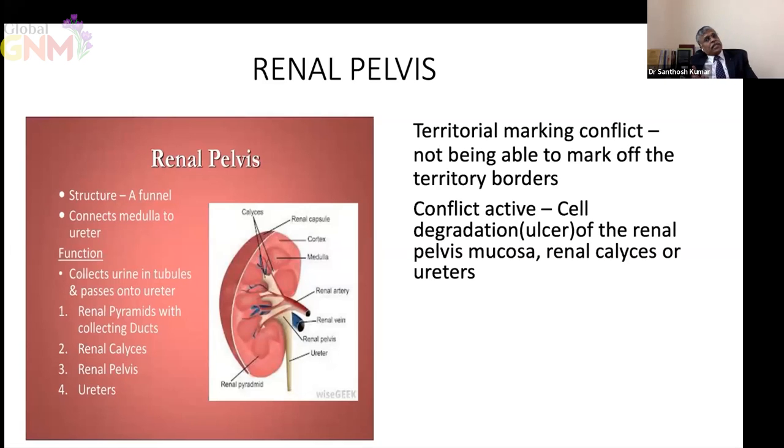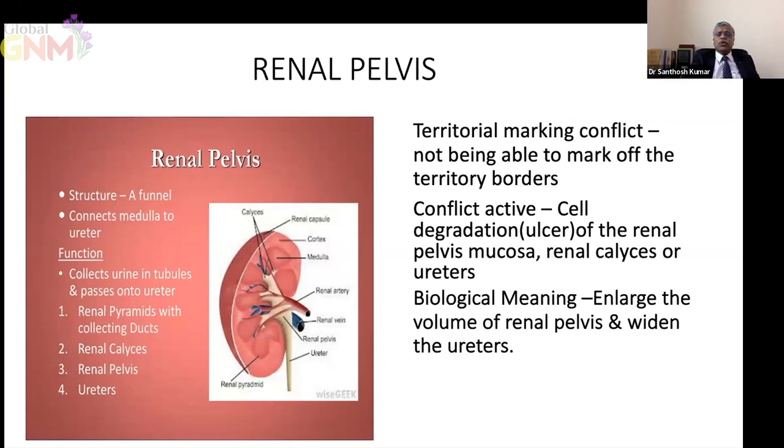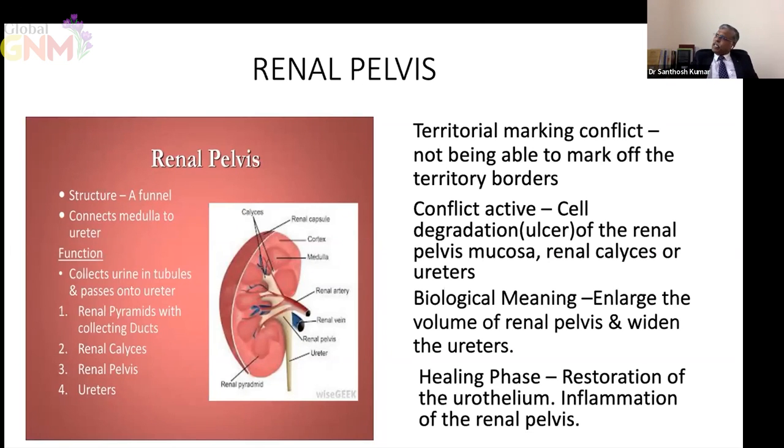And whenever the conflict is active, there will be the same necrosis, cell degradation of the renal pelvis mucosa, so that more urine production can be there to mark that territory. This is the biological meaning which we have to know. Enlarge the volume of the renal pelvis and widen the ureters so that urine will be passing. And in the healing phase, as said by Dr. Ihab and me, there will be a restoration of the urothelium and inflammation of the renal pelvis. So these are the conflicts which can affect the renal pelvis.